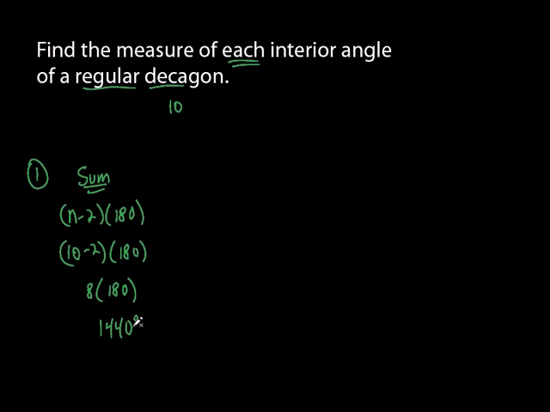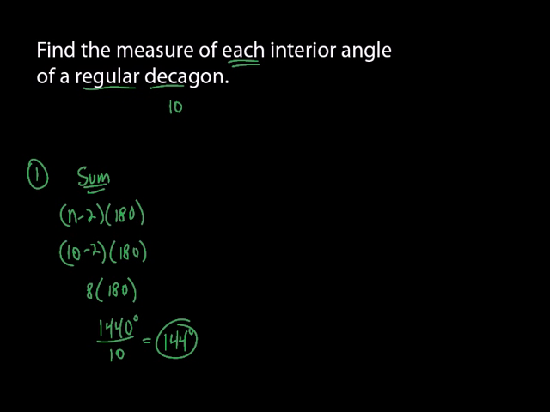But remember, all the angles are exactly the same. And how many angles are there? Well, it's a decagon, so there's 10 angles. So I'm going to take that 1440 divided by 10, because there's 10 angles and they're all exactly the same, so I could divide them evenly by 10, and I get 144 degrees. So that's a nice, easy way to do it.